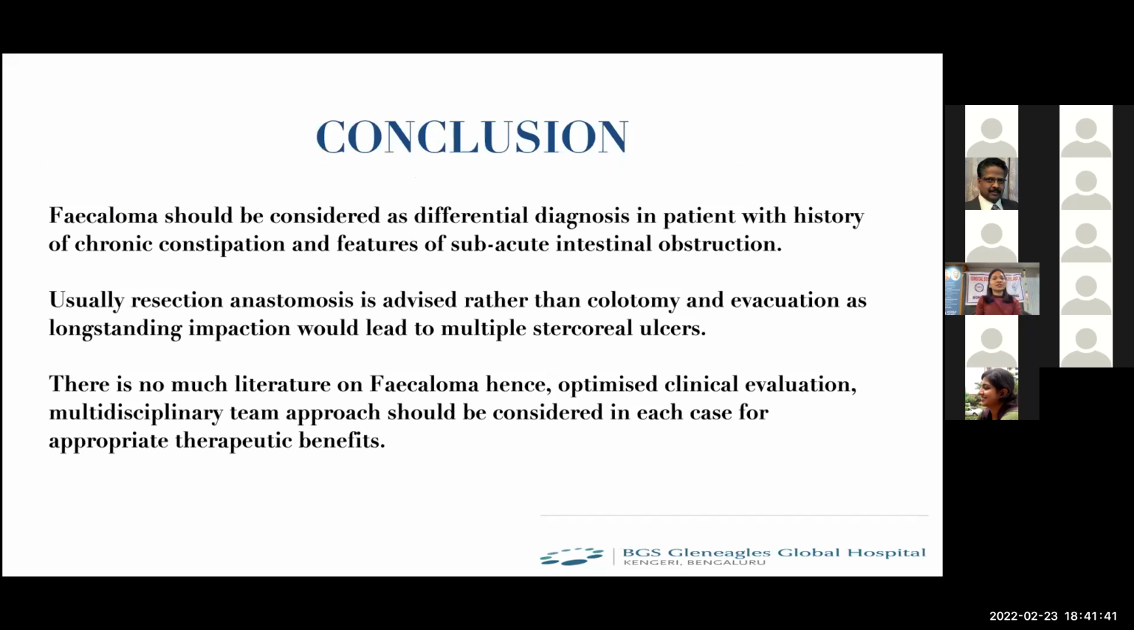So the conclusion is that fecaloma should also be considered as a differential diagnosis in patients with a history of chronic constipation or features of subacute intestinal obstruction. Usually resection anastomosis is advised rather than colotomy because long-standing impaction can lead to multiple stercoral ulcers. There is not much literature on this. Hence, optimized clinical evaluation and a multidisciplinary team approach should be considered in each and every case for appropriate therapeutic benefit.